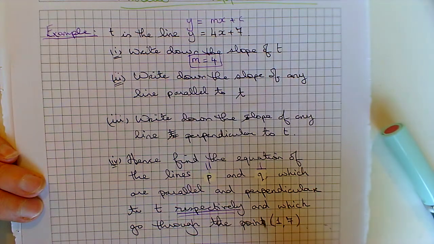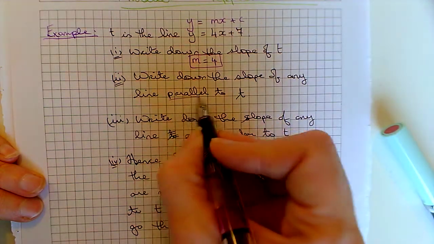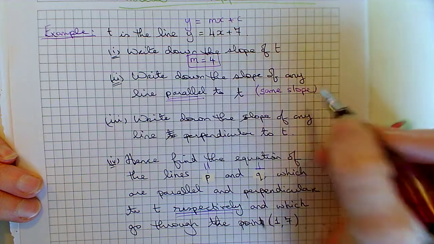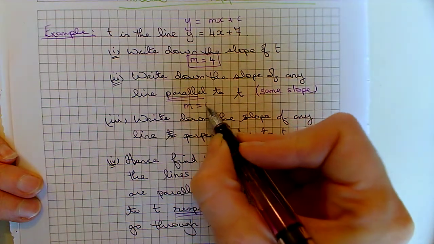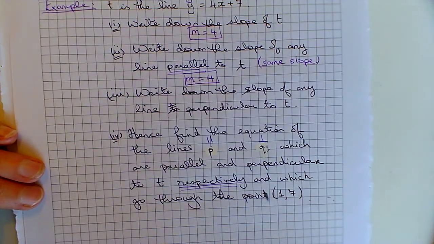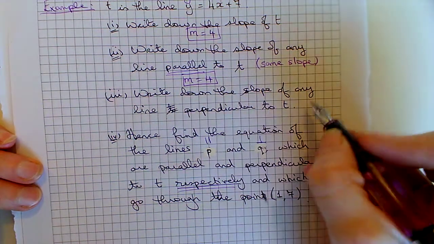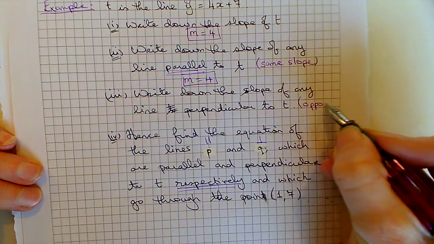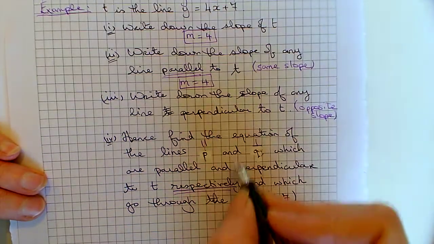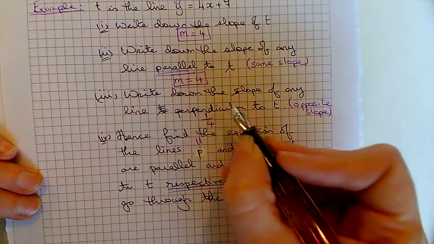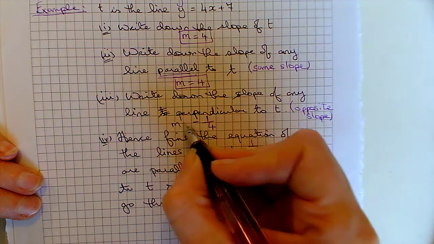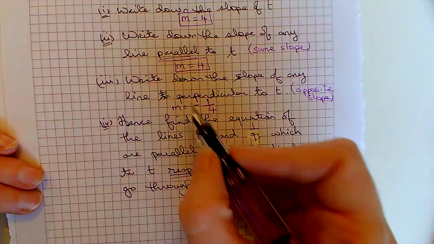I'm using m there. Now, the slope of any line parallel to t. So parallel lines have the same slope. So all we have to write down for any parallel line is that it will have a slope of 4 as well. And then write down the slope of any line perpendicular to t. Perpendicular, my shortcut for thinking of this is that it has the opposite slope. And what do I mean by opposite? I mean the opposite to 4, which is a quarter, and the opposite sign, so it would be negative, so minus a quarter.